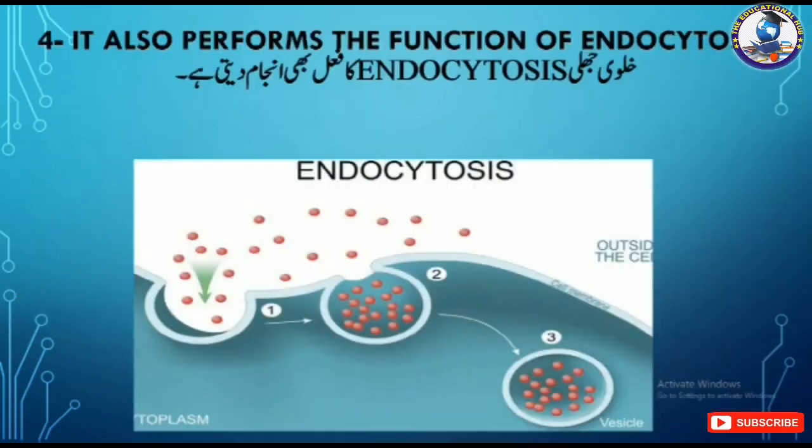The most important function performed by the cell membrane is the process of endocytosis. Endocytosis is the process in which the waste material produced inside the cell or cytoplasm is collected and passed out from the cell through the cell membrane. This function is also performed by the cell membrane.